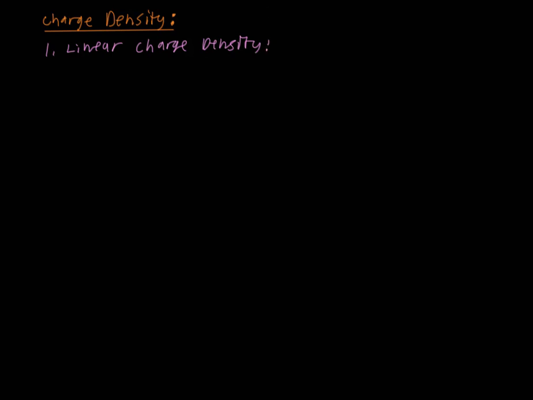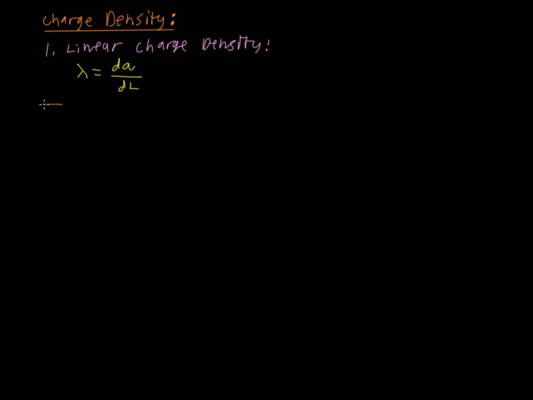So what is that? Linear charge density is given by lambda, and it also means wavelength when you're talking about waves and so on. We often reuse variables for different things. But lambda is equal to dq over dl. So what are we talking about? We're talking about the infinitesimal amount of charge over some infinitesimal length.